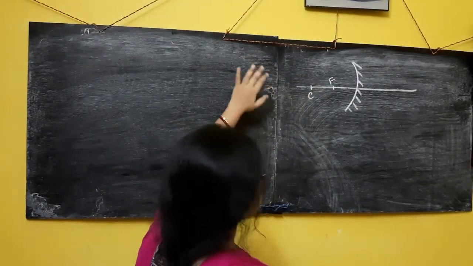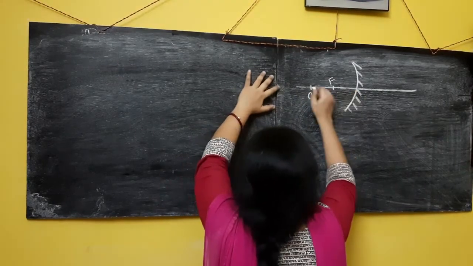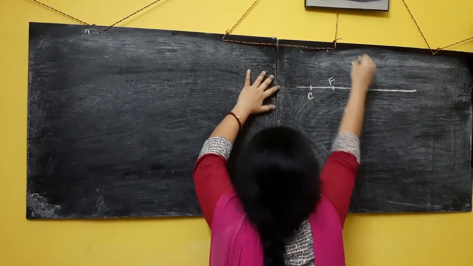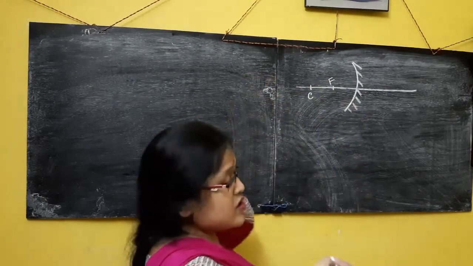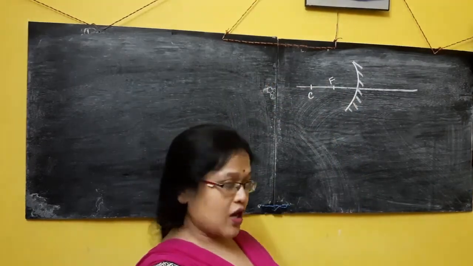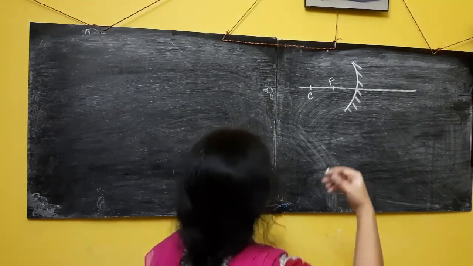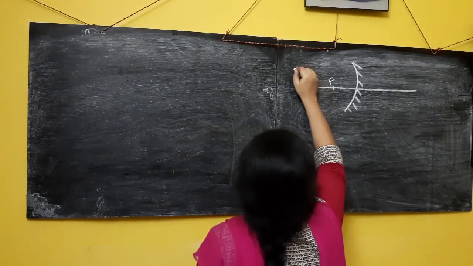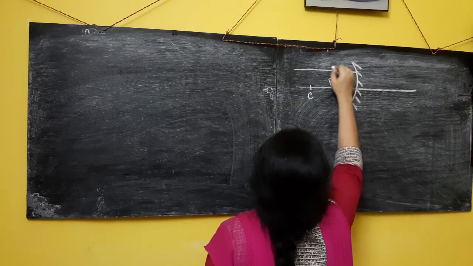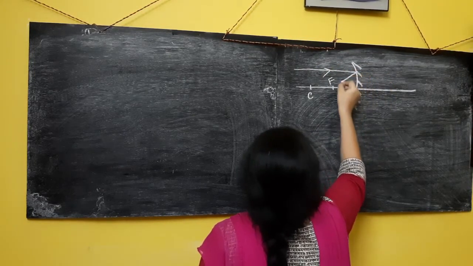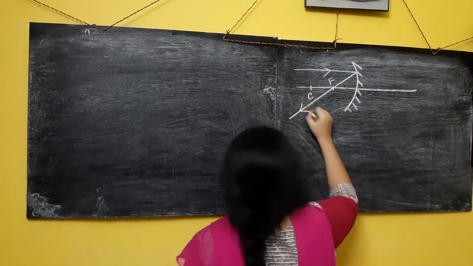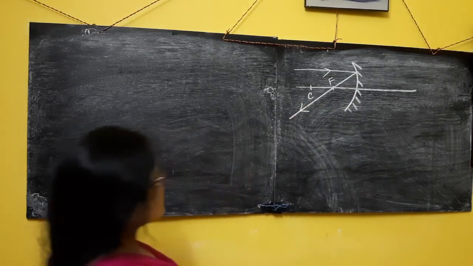So what is the radius of curvature? If this is a curved mirror, it is part of a sphere. The radius of that sphere is the radius of curvature of the mirror. It is well known that if a parallel ray falls on the mirror, after reflection it will pass through the focus. So the first ray is done. Clear?